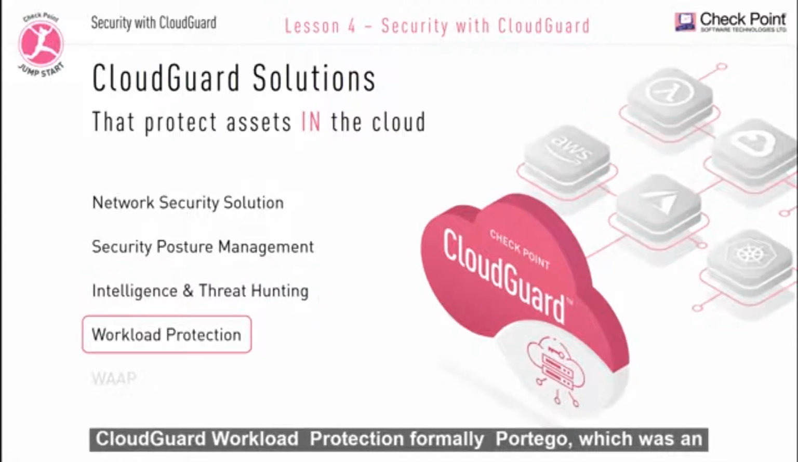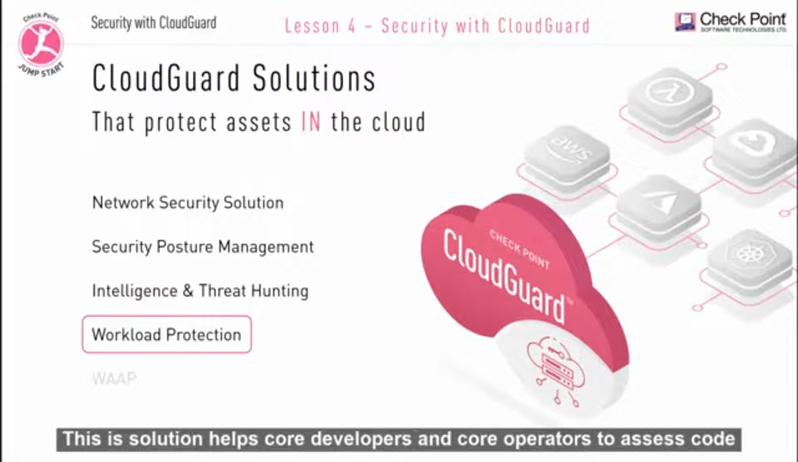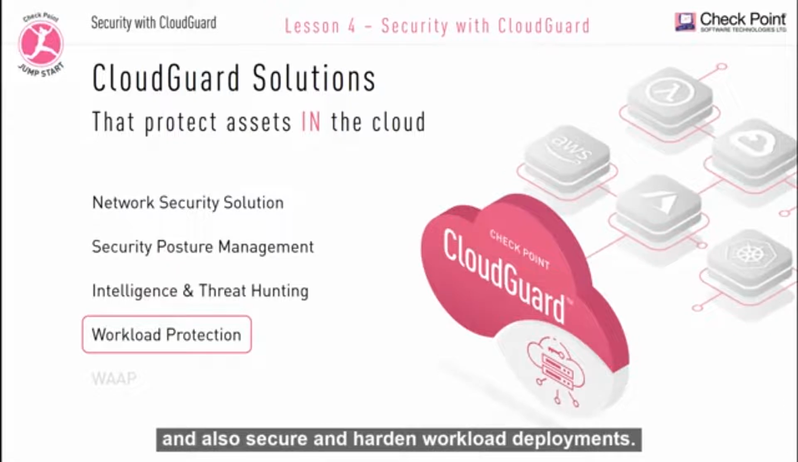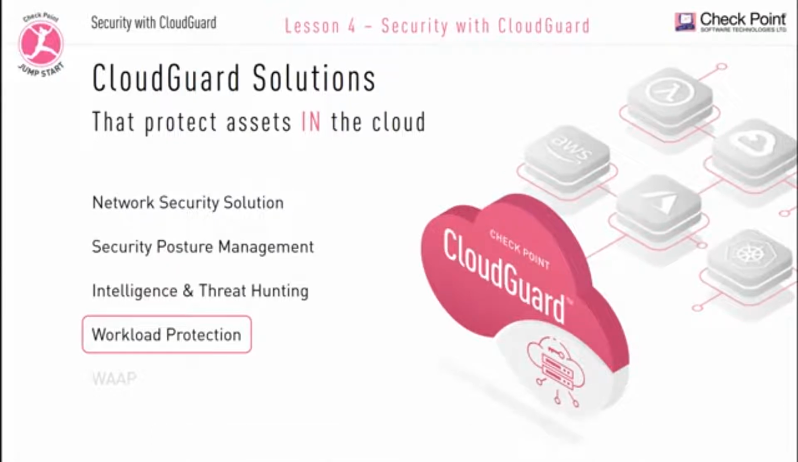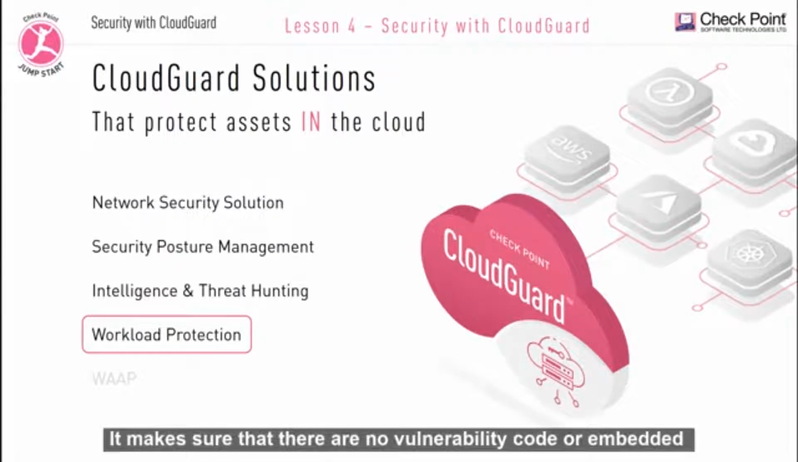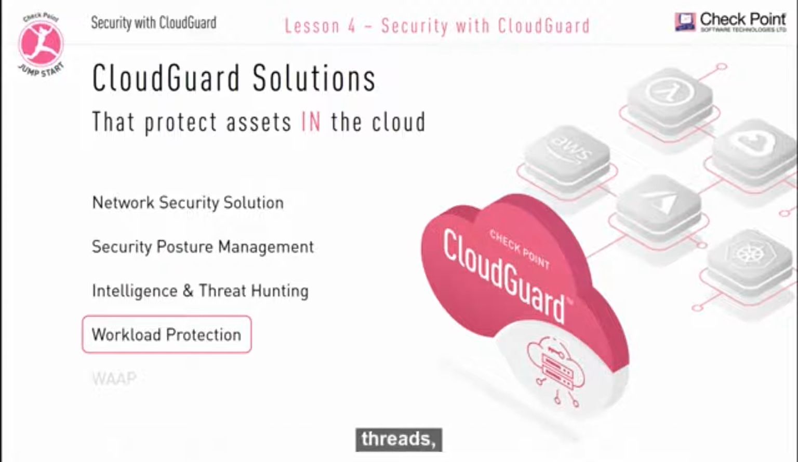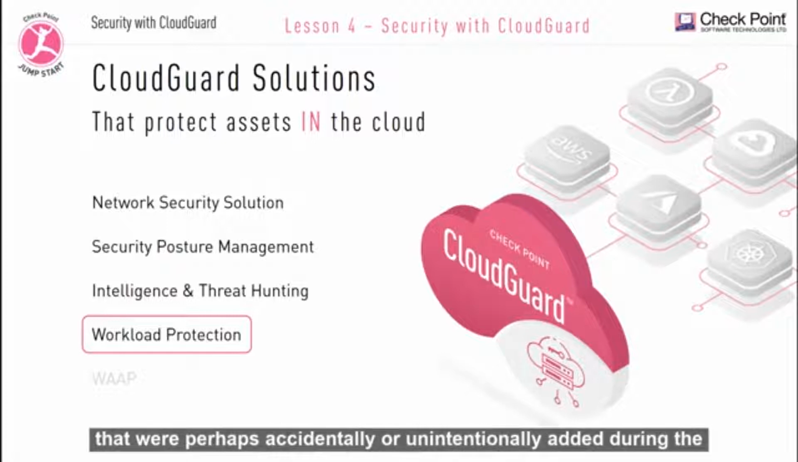CloudGuard Workload Protection, formerly Spectral, which was an acquisition by Checkpoint. This solution helps core developers and core operators to assess code and also secure and harden workload deployments. It makes sure that there are no vulnerable code or embedded threats that were perhaps accidentally or unintentionally added during the deployment or the development stages, either when configuring workloads and also when rolling out workloads, virtual machines into the cloud.